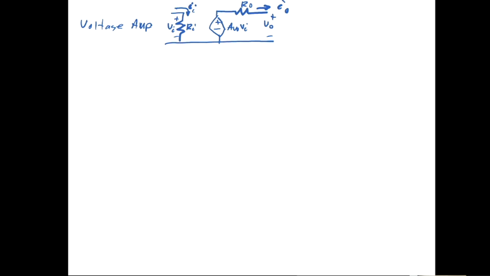Now, if we transform the output to Norton, we can take this output and just as easily transform it. We can transform either of these to other sources.